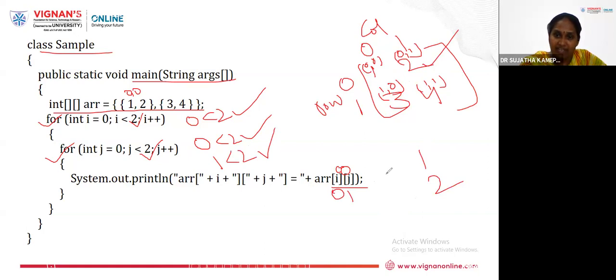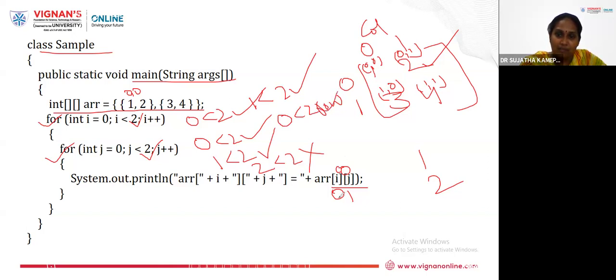2 can be printed. And after that, again, j is incremented to 2. Now the condition becomes false. Again, the cursor goes to the i loop. i becomes 1. So here, the condition is less than 2. Condition correct. Again, j comes from 0. Here less than 2. Condition correct.